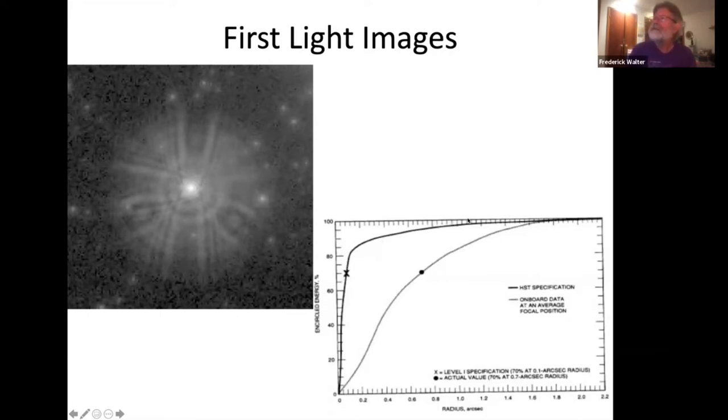And there's always going to be a scattering halo. No mirror is perfect. There's always dust on your mirrors, even in space. But you want, the spec was this, 90% of the light within 0.1 arc seconds or something. Well, this is what they saw. That's not even close to meeting specs. It's terrible. You can actually do much better from the ground.